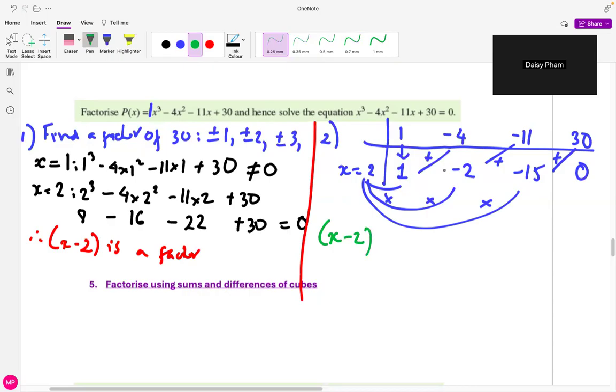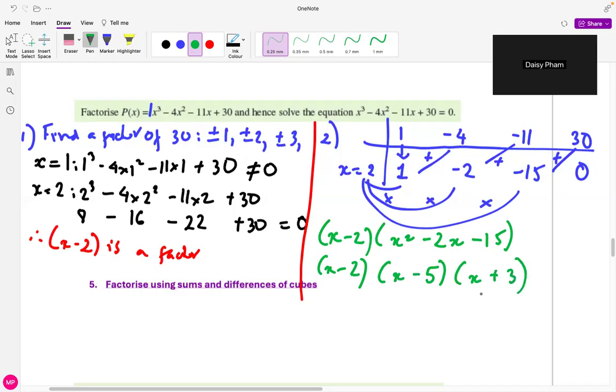And you can see these are the quotient. So 1x squared minus 2x minus 15. Okay. And then you just factorize the inside, which is times you get -15 and you get -2, which you get -5 and +3. There you go. That's how you factorize into 3 linear factors. And now if they want to solve it equal 0, then you just let it equal 0. You get x equal 2, x equal 5, and x equal -3.